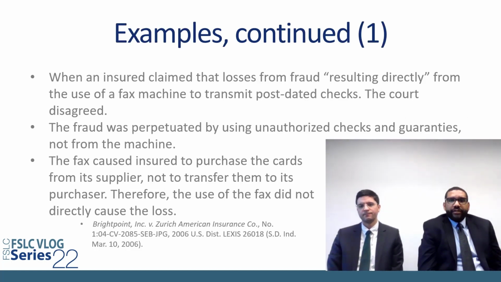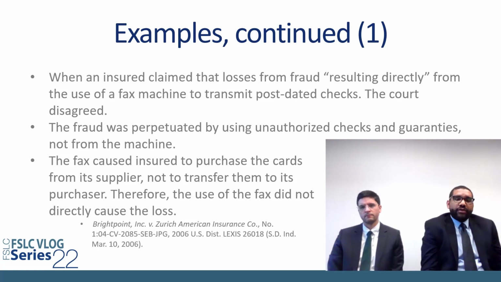Another real-world example is when an insured claimed that losses from fraud resulted directly from the use of a fax machine to transmit checks, and the court disagreed. The issue was that the fraud was perpetrated by using unauthorized checks, not by the actual machine. And the fax caused the insured to purchase the cards from its supplier, not to transfer them to its purchaser. Therefore, the use of the fax did not directly cause the loss. This is a good example of how something may seem like a direct loss, but actually is not.